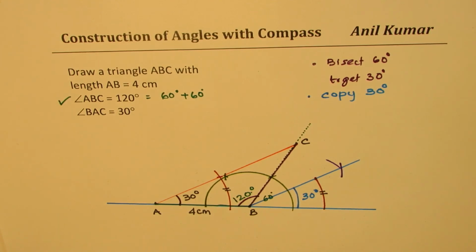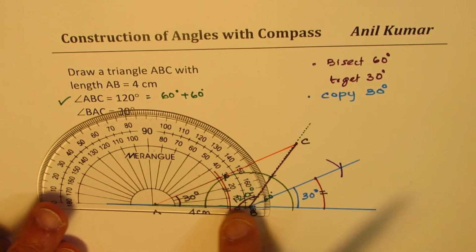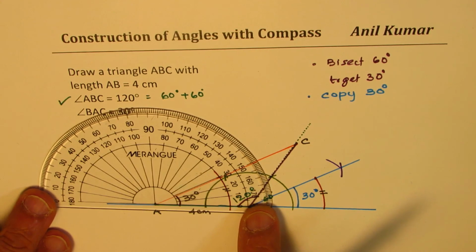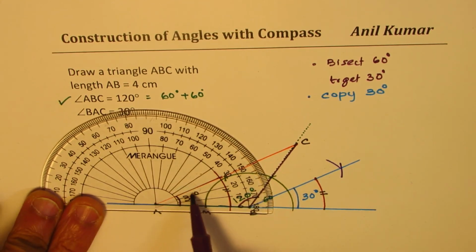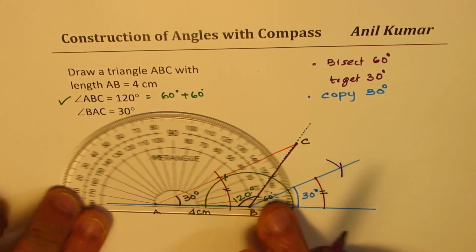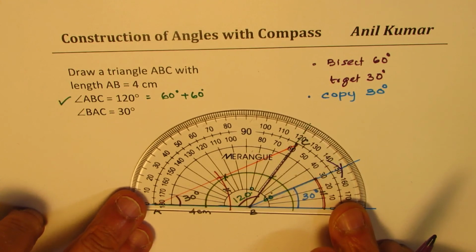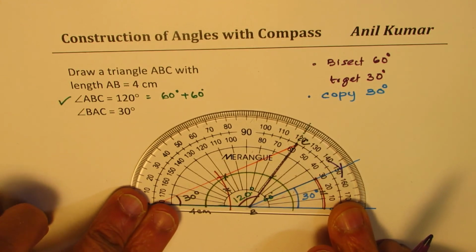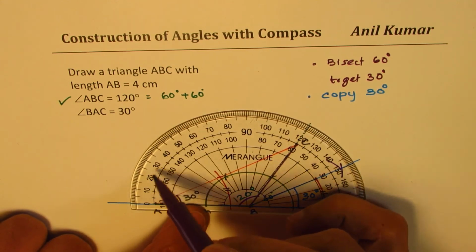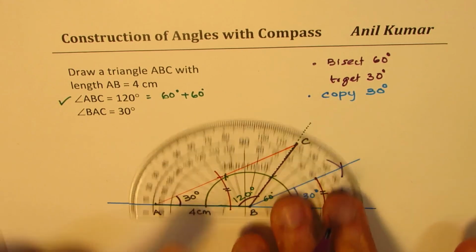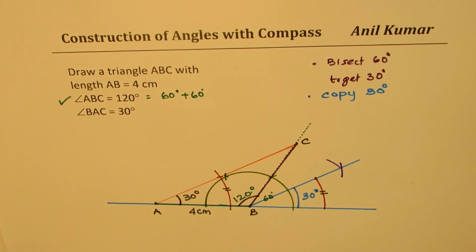Perfect. Now you could verify the result. If I use my protractor to verify, which we have been doing in this playlist, you see exactly this angle is 30 degrees, correct? That's how you do it. And the other angle is 120 degrees. If I place it here, you look at the outside. So we are going from this side, 0 is here, you go like this, 120 degrees. Perfect. So that is how you could construct a triangle with given angles using protractor.